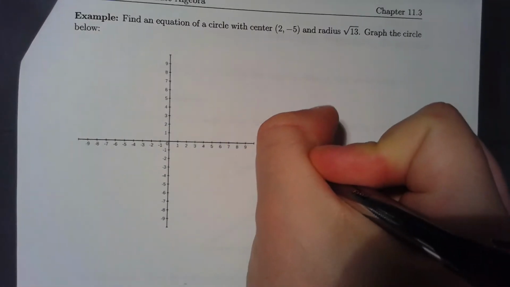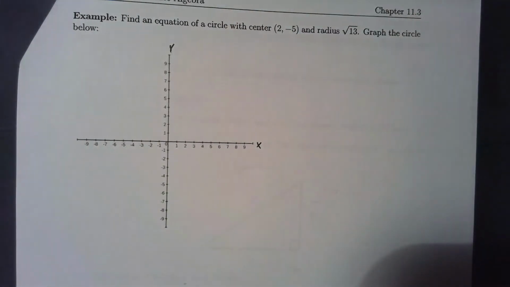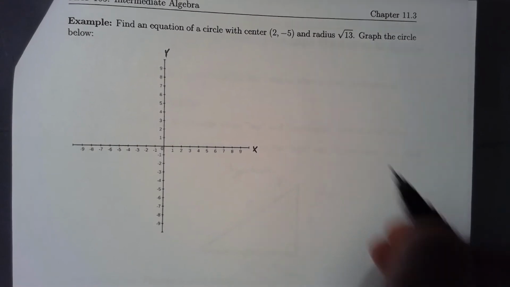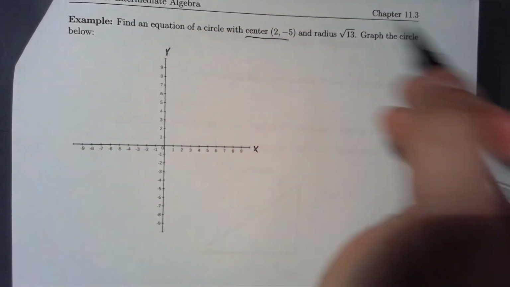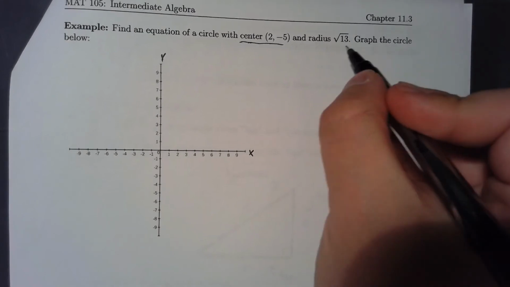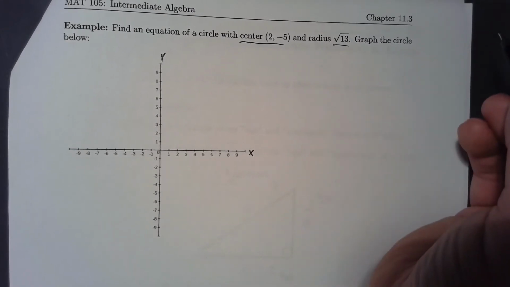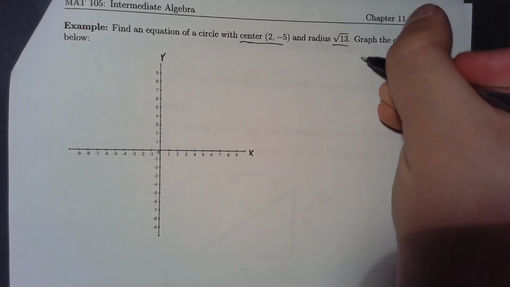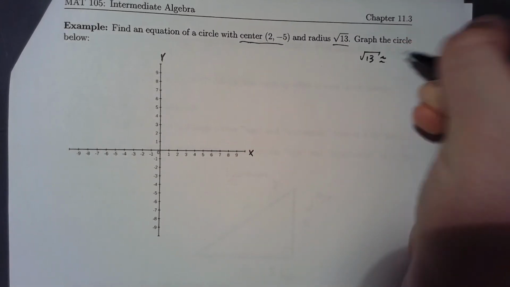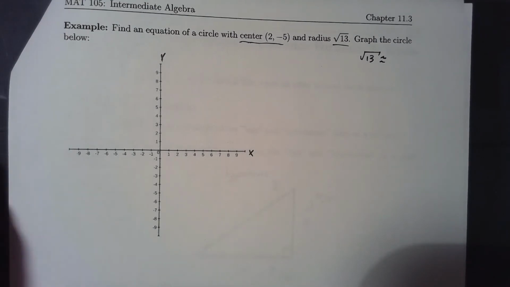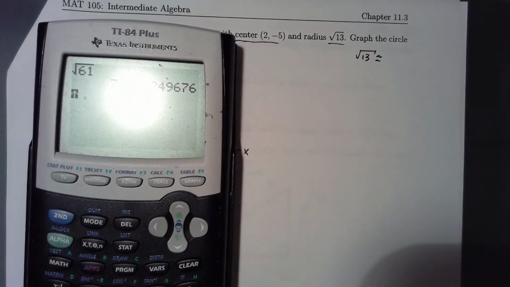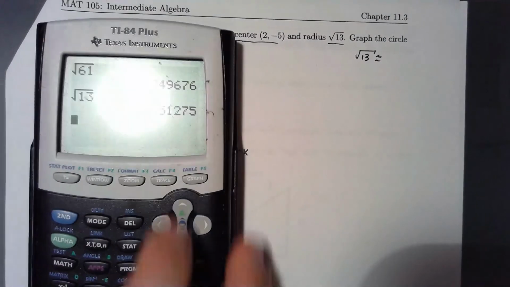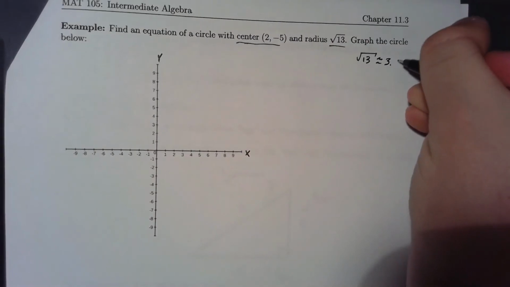So in this example, let me label my axes. Find the equation of a circle with this center point. So here's the center point, 2, -5, and radius square root of 13. Now, if I want to graph it, first of all, I should approximate what the square root of 13 is, just to get an idea. So square root of 13 is roughly 3.6 units.